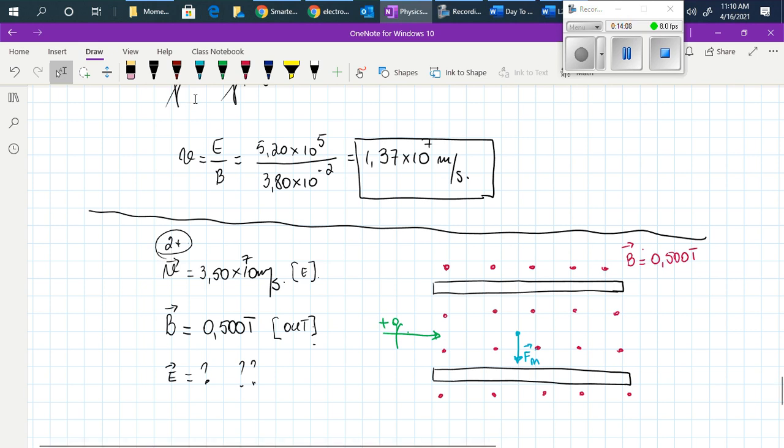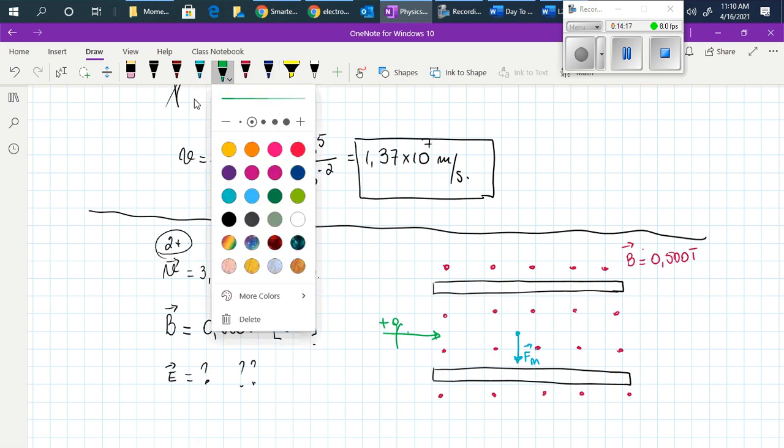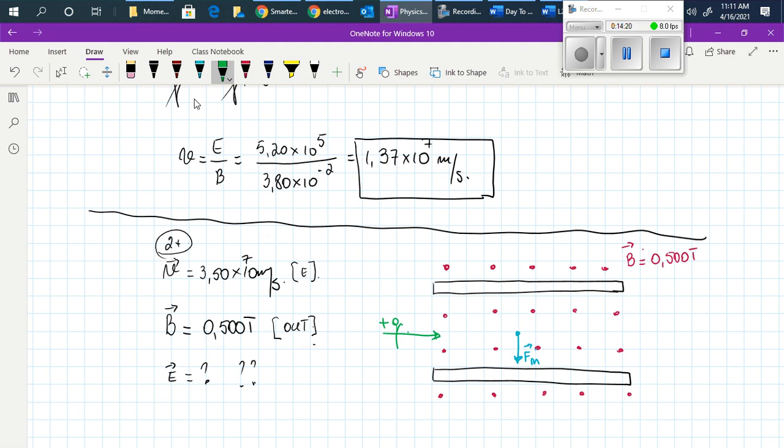In order for the ion to be undeflected, we should have an electric force that is going up. Okay. Now, since the electric force is going up and we have a positive charge, that means this is the negative plate and this is the positive plate. This is how you define the polarity of the plates. Okay, so again, let's do it again.